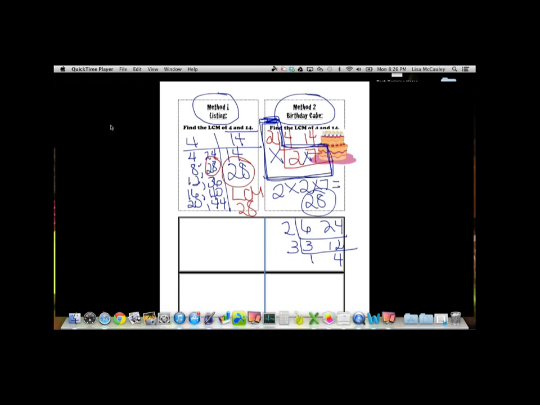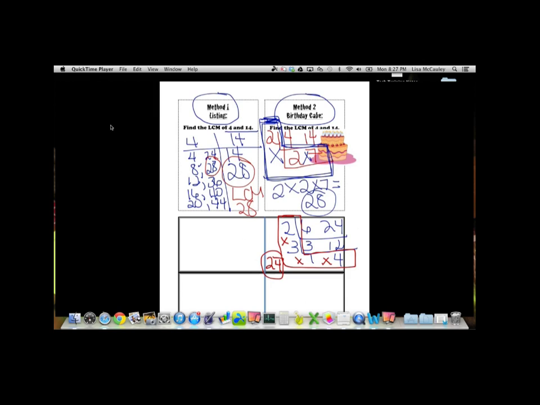Let's draw an L around the outside. 2 times 3 times 1 times 4. 2 times 3 is 6, times 1 is 6, times 4 is 24.